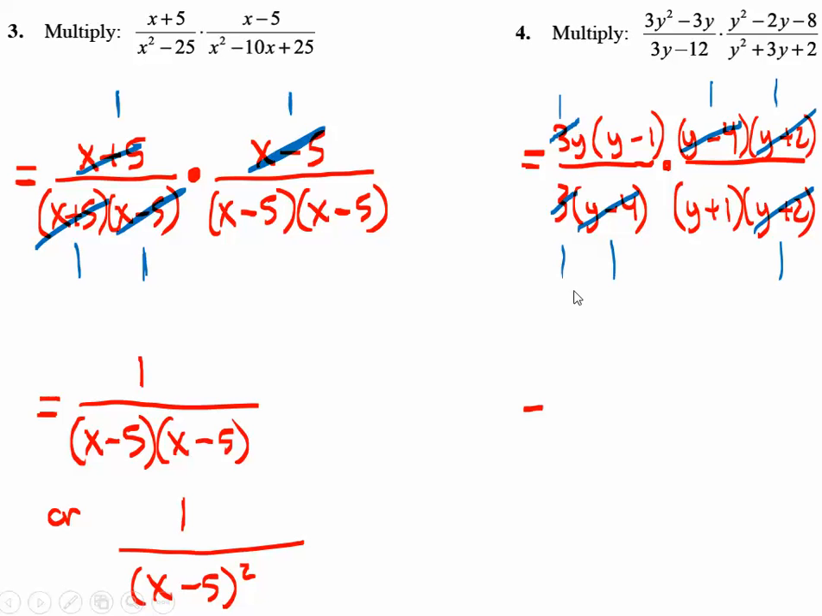I got to factor out still. You got a y times y minus 1. On the bottom, I just have a y plus 1. And again, can't reduce that anymore. There are no factors that are exactly the same.